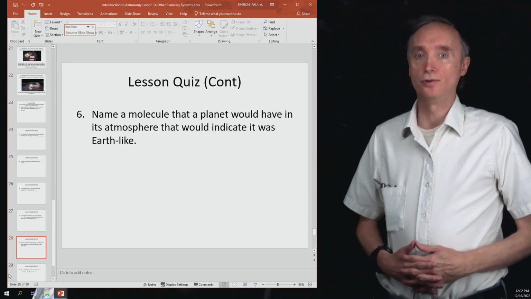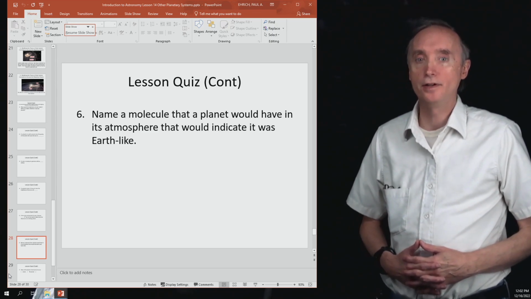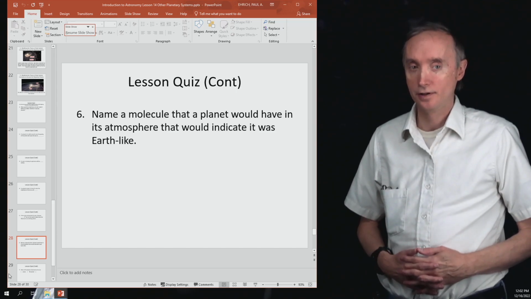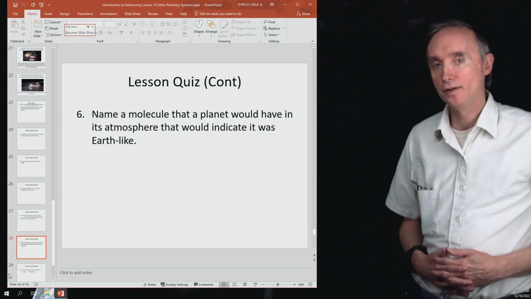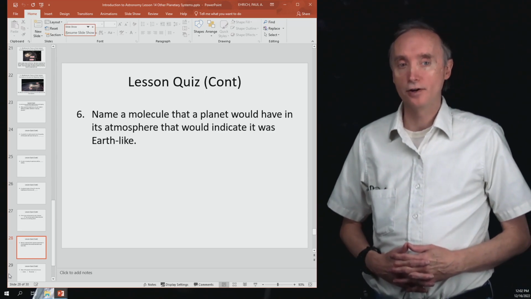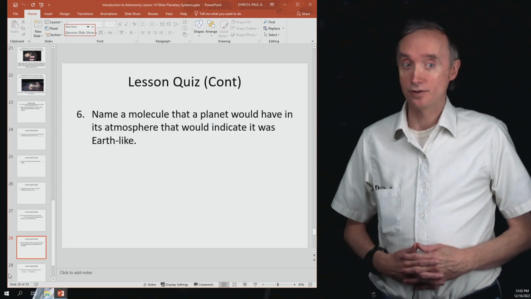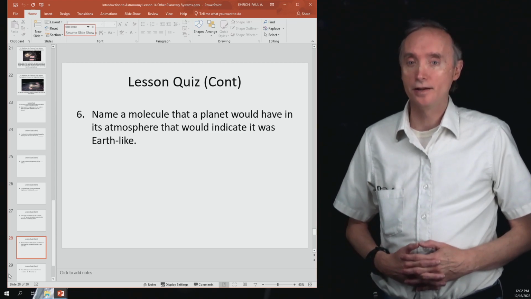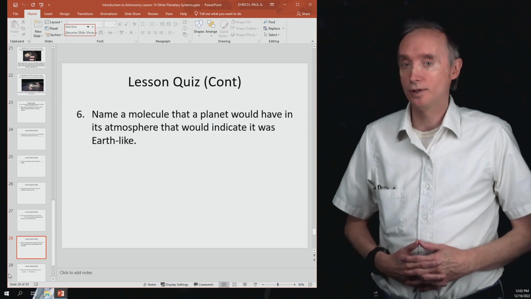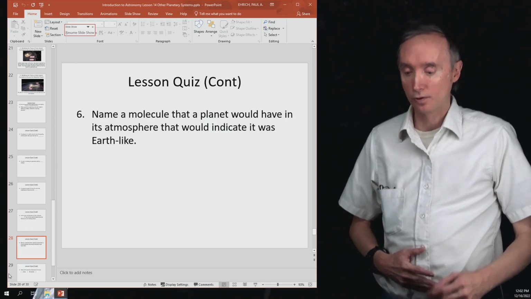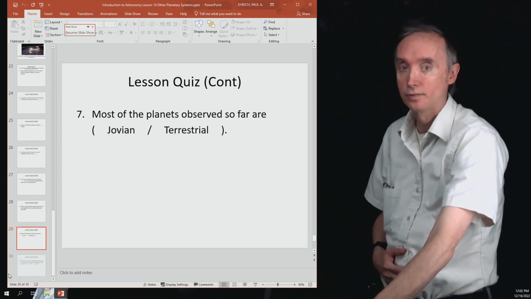Number 6, name a molecule that a planet would have in its atmosphere that would indicate that it was Earth-like. So what are we looking for in the atmosphere of these various planets that we are discovering? Oxygen. So we need to find a planet that has oxygen, because that's probably going to mean it's got photosynthesis going on, and then that would be a good world to be able to colonize.